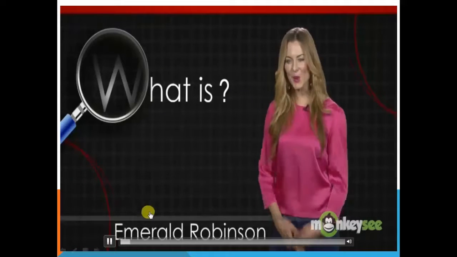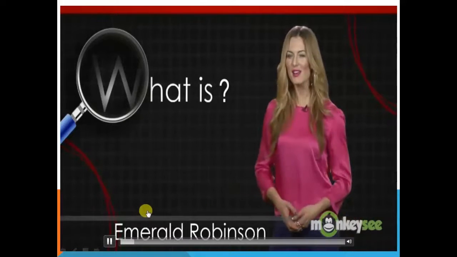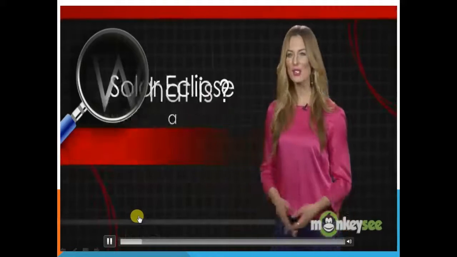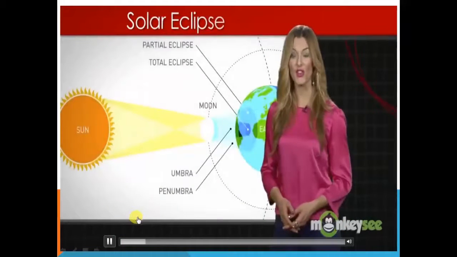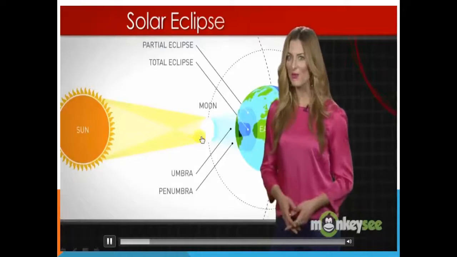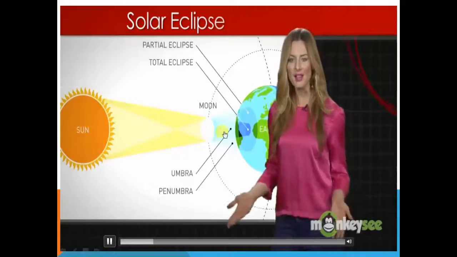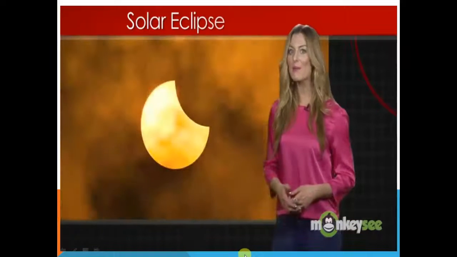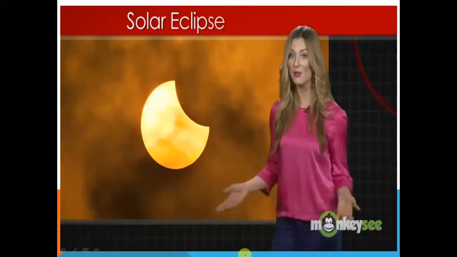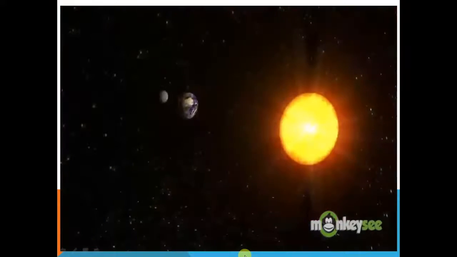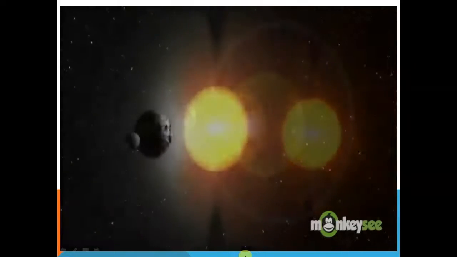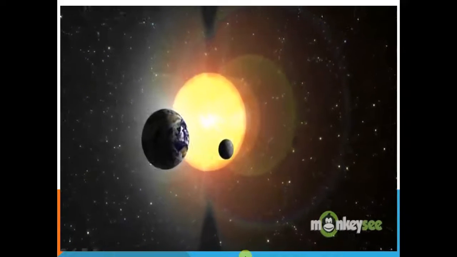Hi, I'm Emerald Robinson. In this What Is video, we're going to take a closer look at solar eclipses. A solar eclipse occurs when the new moon passes between the Earth and the Sun. For a few brief moments, the moon's shadow blocks sunlight from reaching the Earth. A total solar eclipse completely blocks our view of the Sun, while a partial solar eclipse only covers part of the Sun. Solar eclipses are rare events and only last for a few minutes, as the moon's shadow is small in comparison to the Sun.